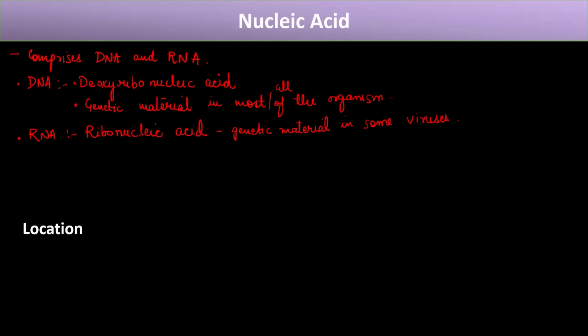And RNA is of three types. So the first type is known as mRNA. Now, what is mRNA? mRNA is messenger RNA. It is called messenger RNA.